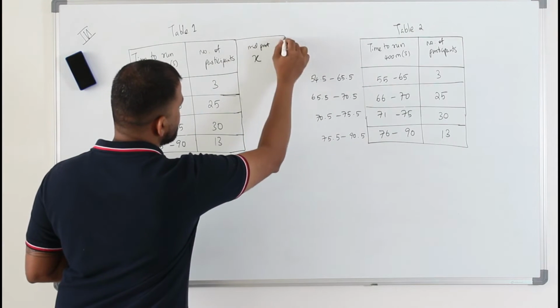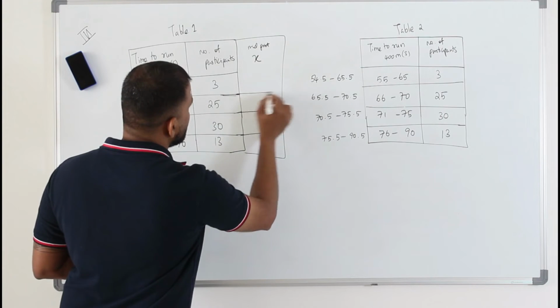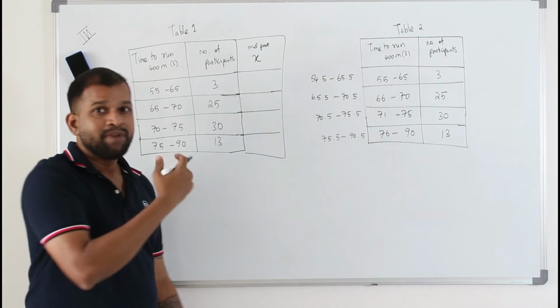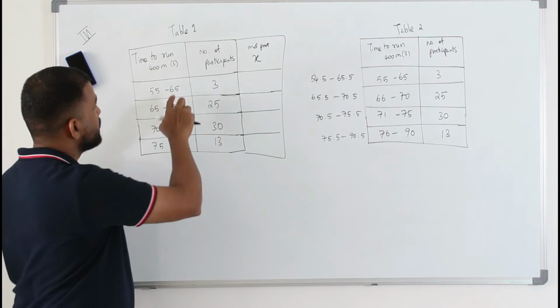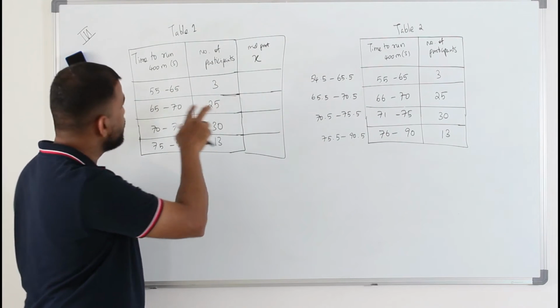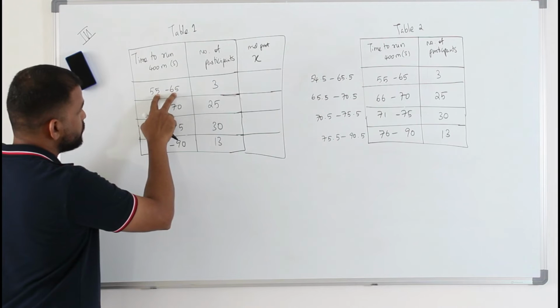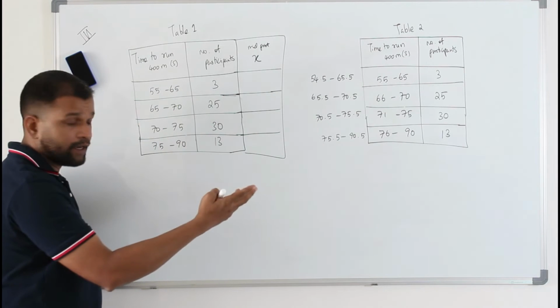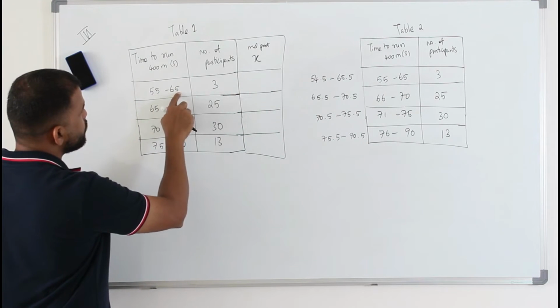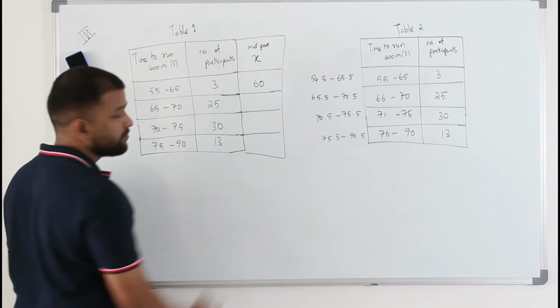Midpoint of class intervals. How do you find the midpoint of a class interval? You need to find the midpoint of these two. So you just add these two and divide by 2. So when you add, 120 divided by 2 is 60.